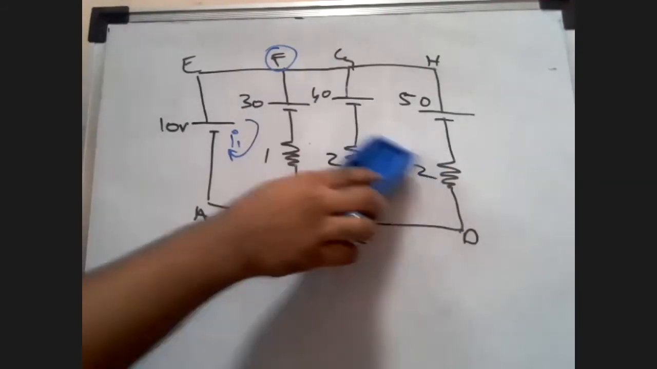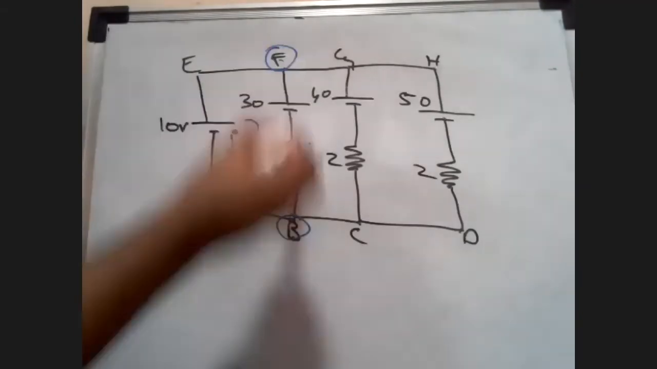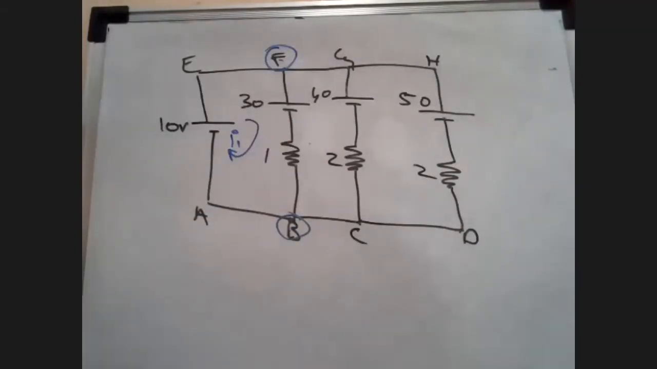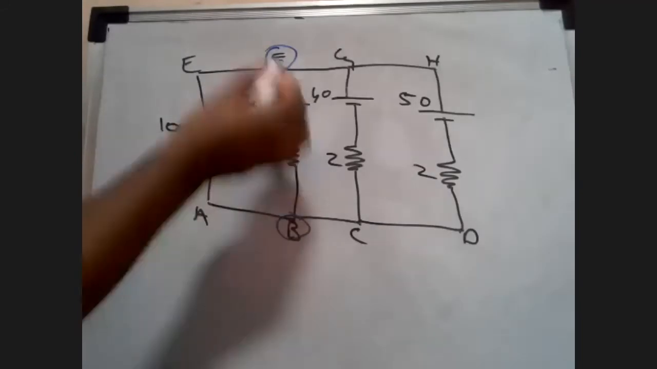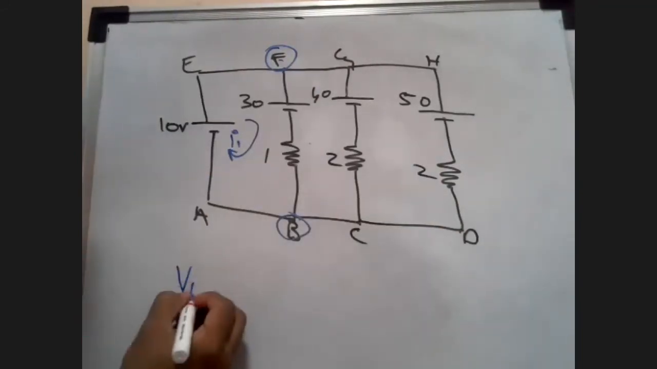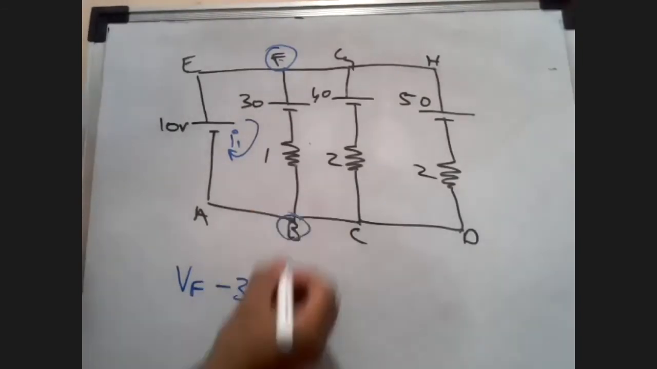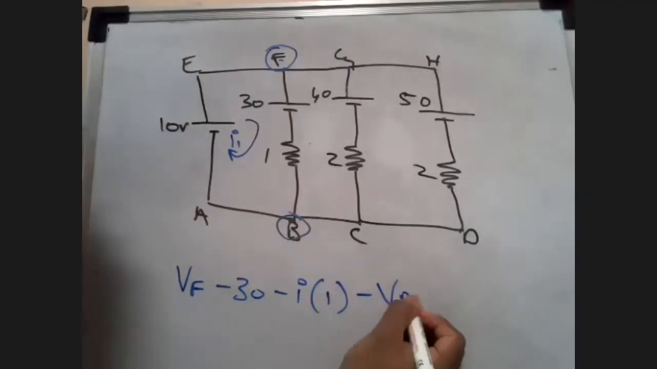Can I say, let's not consider this I2 at all, or this I3 at all. Why? Because if I only have to find the current between these two, let's just express this branch in the form of an equation. So what will we get? Can I say it will be VF, then minus 30, then minus I times 1, and minus VB, which is equal to 0.